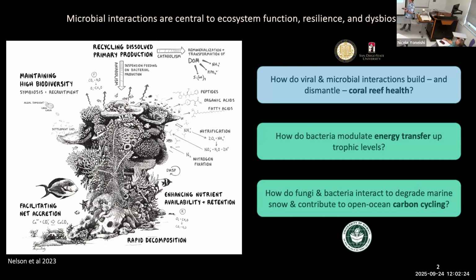They're enhancing nutrient availability through remineralization, and then on coral reefs specifically, they're facilitating net accretion, which is the growth of the reef. And so this talk is going to focus on how these different microbial interactions impact community assembly and resilience processes. In the first bit, we'll be talking about some of my PhD work, which is how viruses and microbes build and dismantle coral reefs. And then next, I'll talk very briefly about some of the projects that we're working on here at UH, which involve how bacteria modulate energy transfer up trophic levels and how fungi and bacteria interact to contribute to ocean carbon cycling through degradation of marine snow.